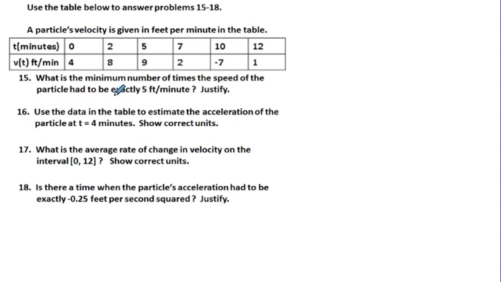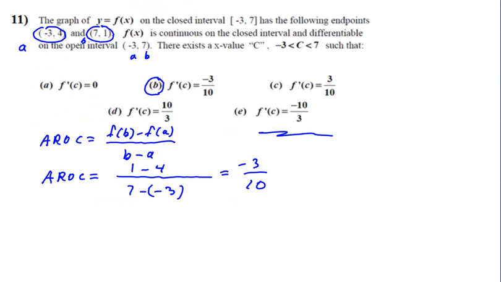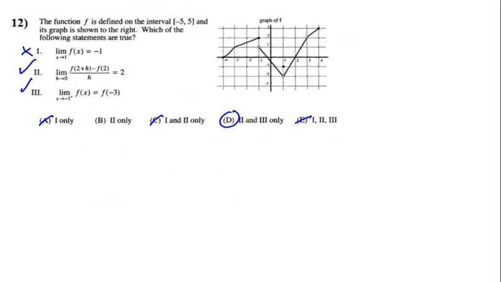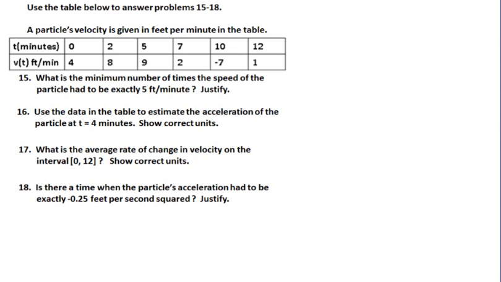Now, in the numbering system here, I skipped numbers 13 and 14 because in the test that I had available, we weren't quite ready to test problems 13 and 14. So let's go to this table. Use the table below to answer problems 15 through 18. The particle's velocity is given in feet per minute in the table. What is the minimum number of times the speed of the particle had to be exactly 5 feet per minute?